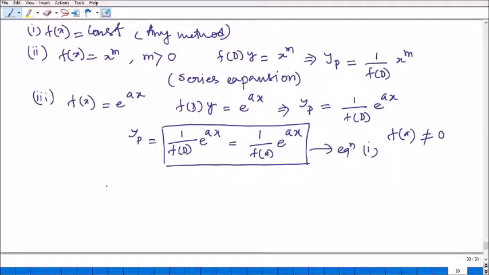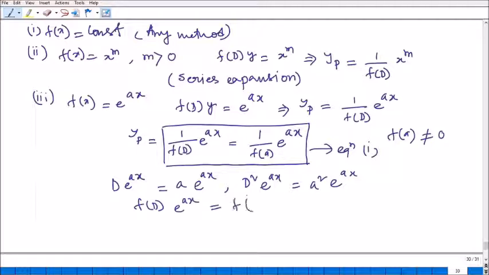We know that the derivative of the exponential function is a constant multiplied by this exponential function. That is, d by dx of e to the power ax can be written as a constant a multiplied by the exponential function. Similarly, D square e to the power ax we can write that is a square e to the power ax. So we can write that f of D operating on e to the power ax can be written as f of a e to the power ax.